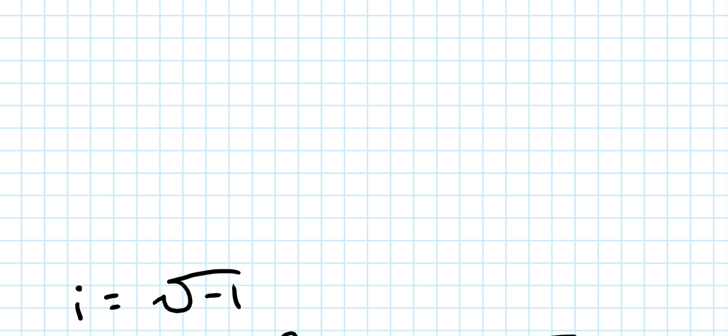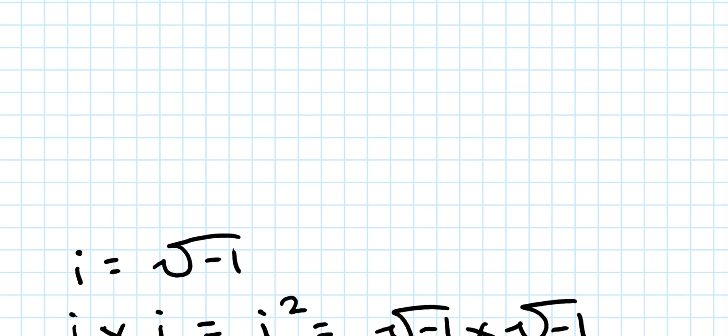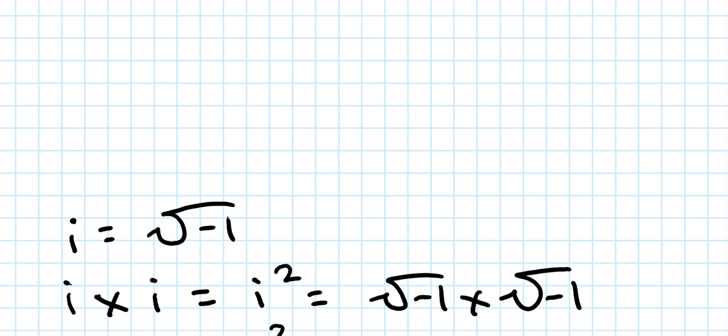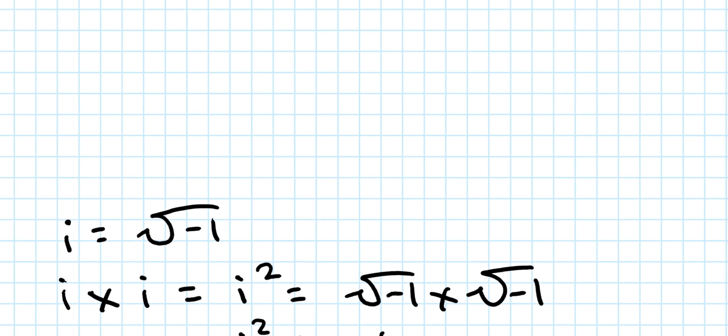Okay, so there's a nice little cyclical nature of i here. If I multiply i by i, I get i squared. If I multiply square root of minus 1 by the square root of minus 1, I get minus 1. So i by i is equal to i squared, and square root of minus 1 times square root of minus 1 is equal to minus 1.